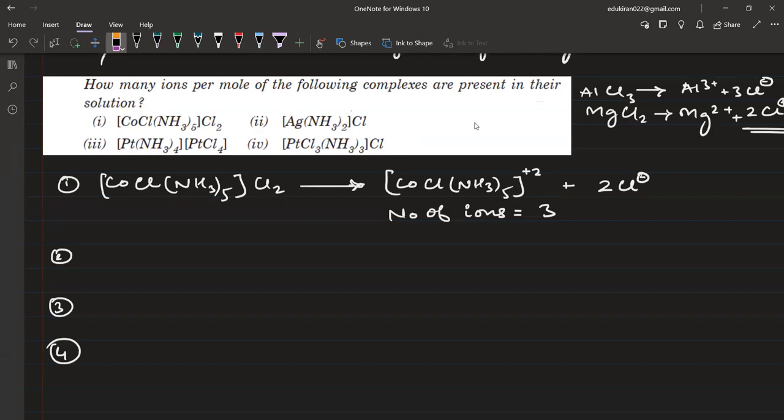Let's see, in the third case, what will you have? You will get 2. The total number of ions that you are going to get is 2. In the third case you are also going to get 2. Okay, I am telling you what will happen here.